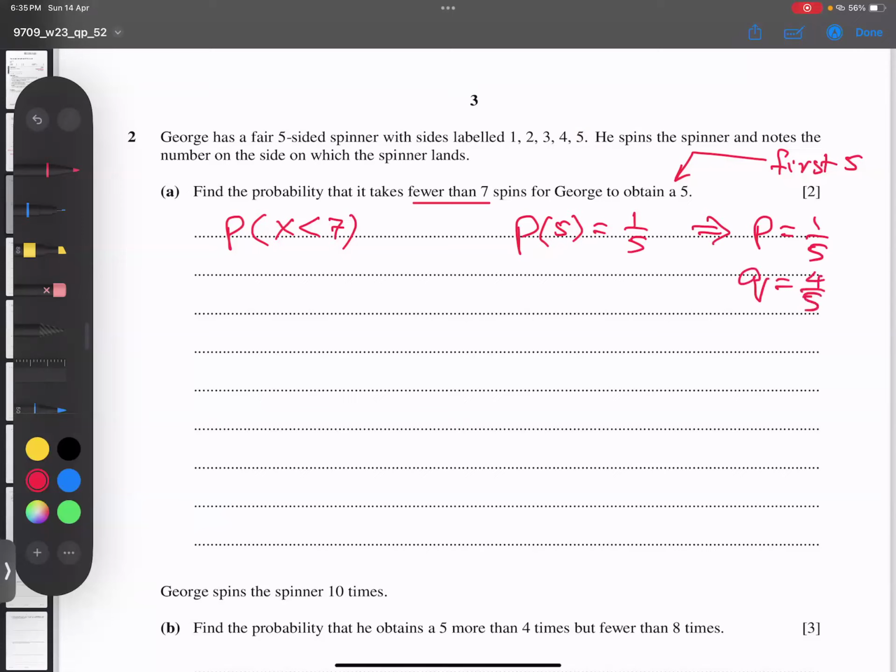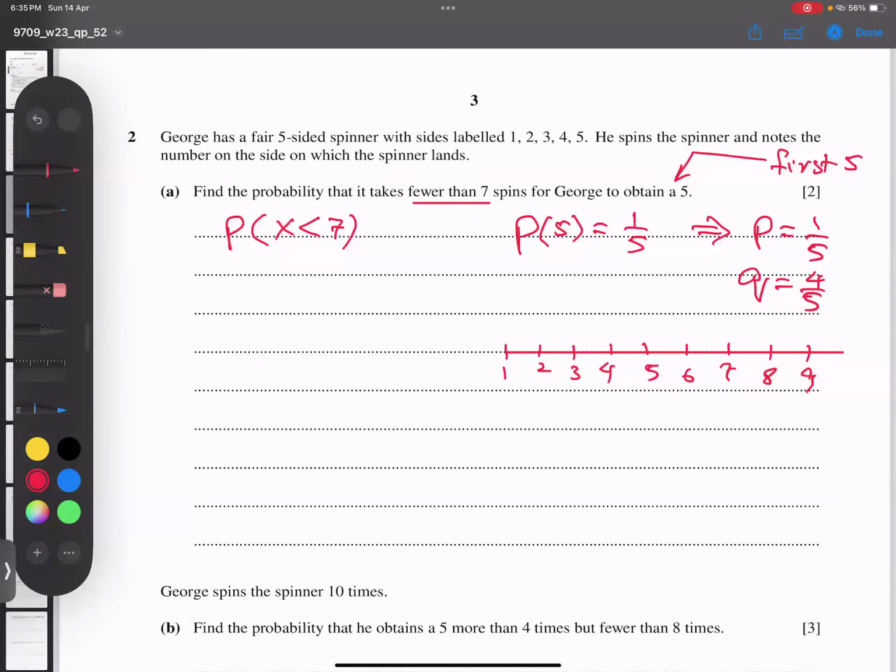So this part is very clear. But students, you know what he said? He said fewer than 7, fewer than 7. So if I show it on a number line, this is 1, 2, 3, 4, 5, 6, 7, 8, 9.